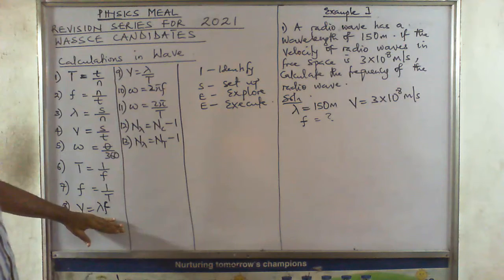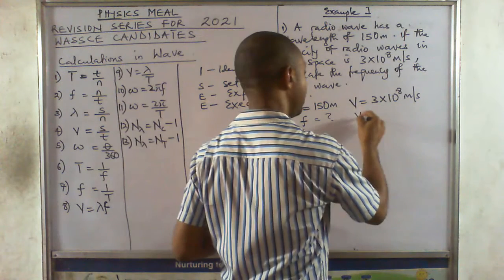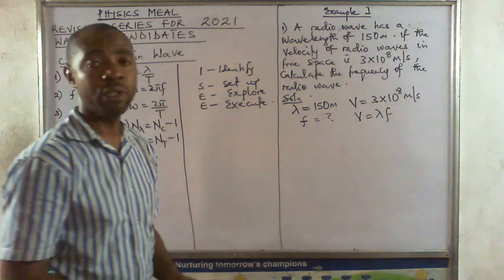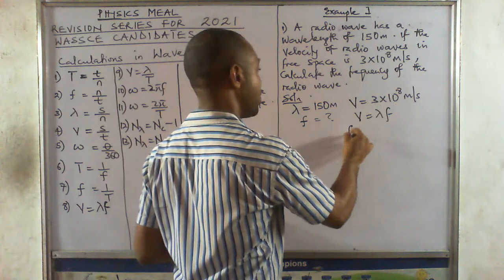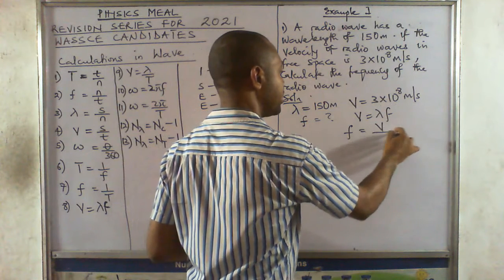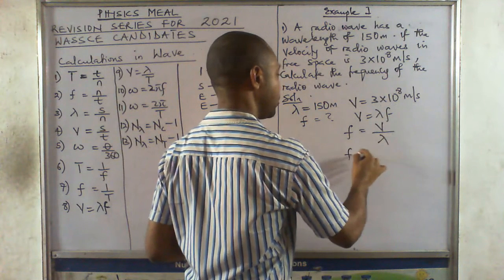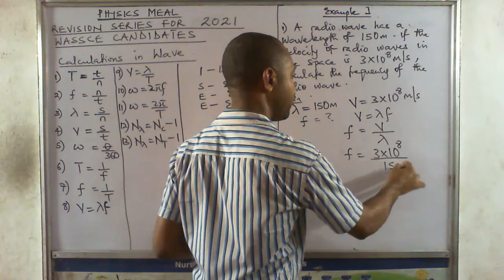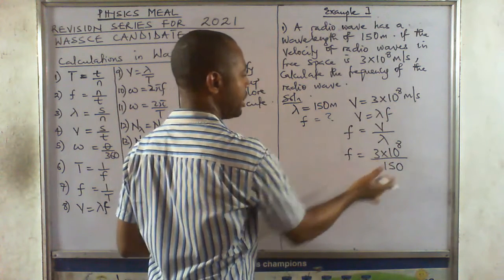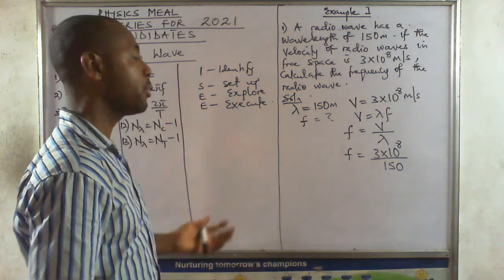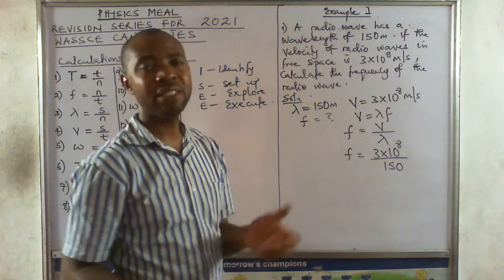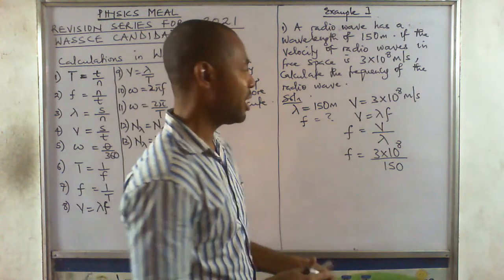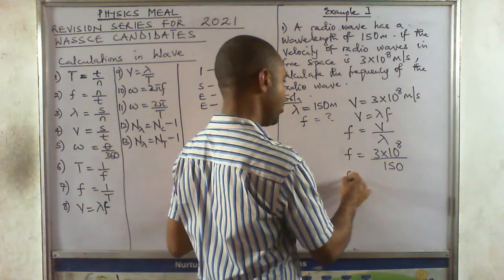But look at this. We have V equals lambda F. I know V and I know lambda. The only unknown is the frequency, so I can possibly use that. So F becomes the velocity over lambda. So F is 3 times 10 raised to power 8, all upon 150, because V is this and lambda is that. Somebody will say, what am I going to do? Mathematics is beautiful. Some of you, if you don't know what to do, you just start pressing the calculator. So I can still write this in my own way.